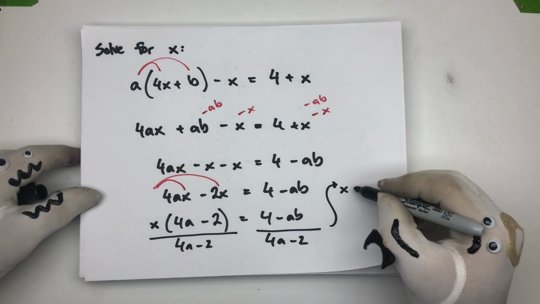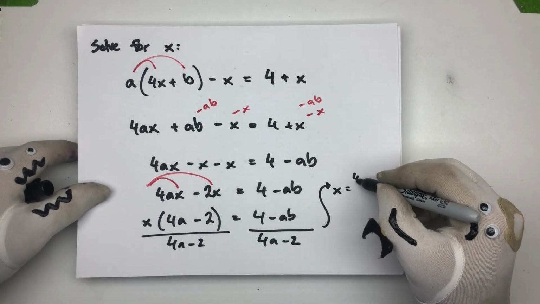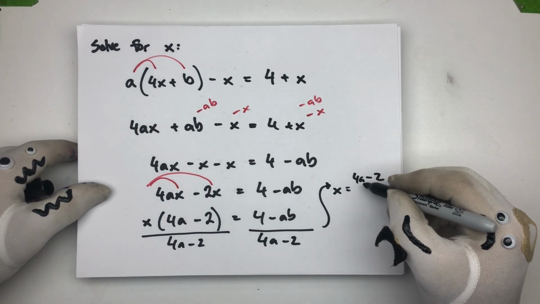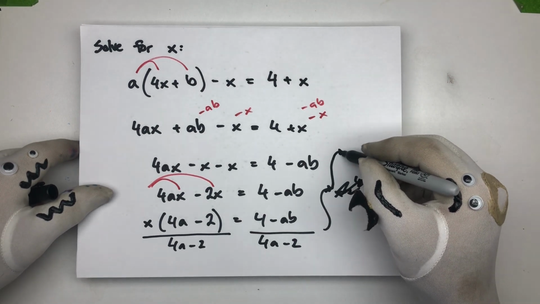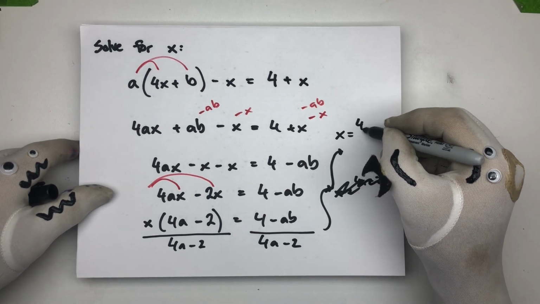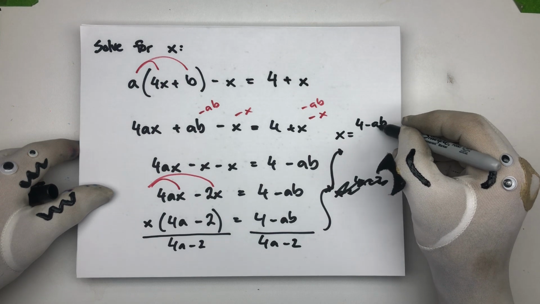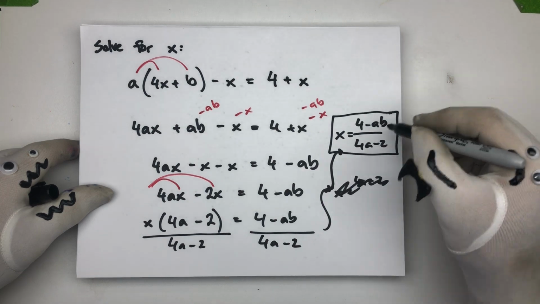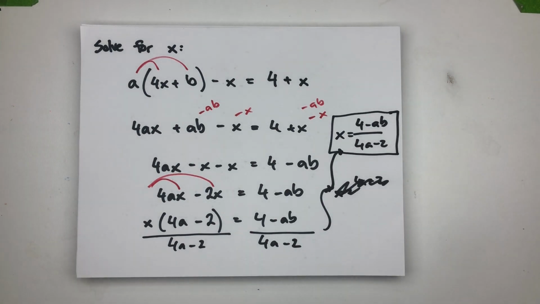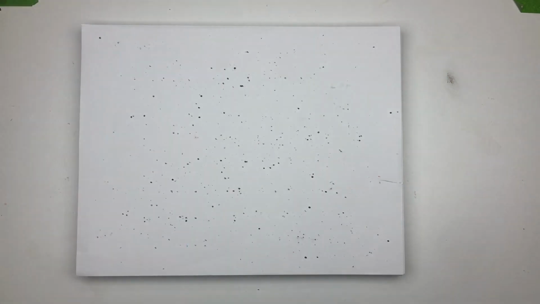So x equals, 4a minus 2. No, shoot. x equals 4 minus ab all over 4a minus 2. Okay, so that was a hard one. But if you understand that, then we're good to go. You're good. You're all the way up to level 3. Let's do a couple more.